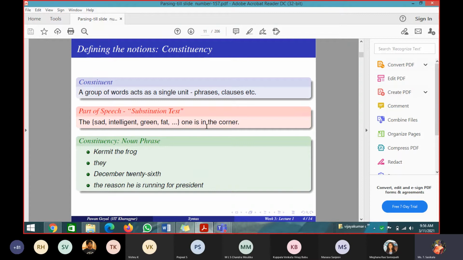Okay. Yes, sir. The book one is in the corner. Can I write book here? If I write it, whether the table one is in the corner, will it suit?